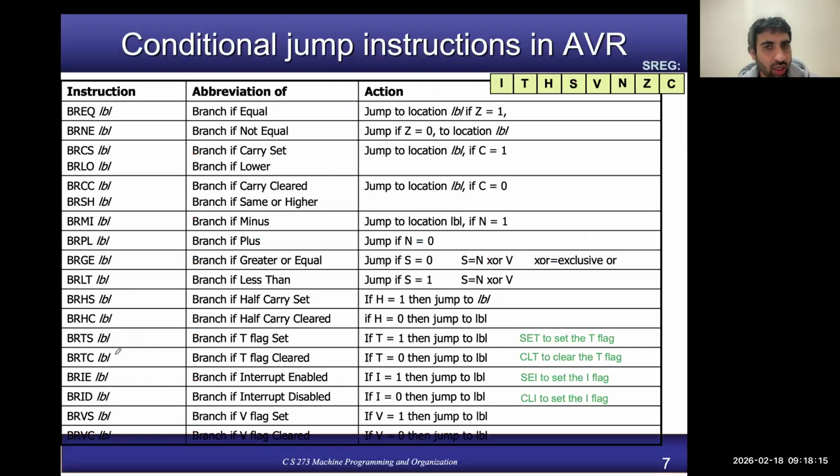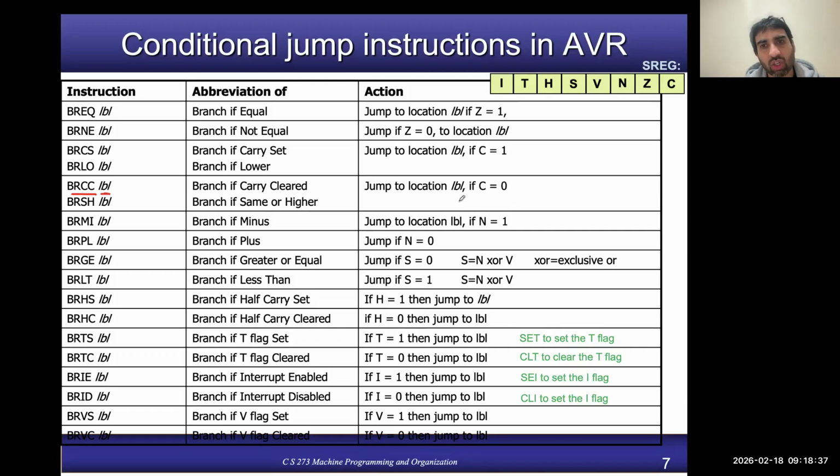All of them are listed here. I'm not going to read their names, right? However, let me explain a couple of them. For example, this one, branch CC and then label. Label is basically the label in your assembly language which is pointing to an instruction in your program, right? And branch if carry cleared.